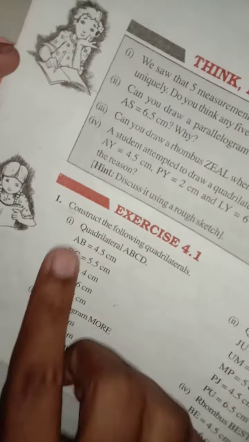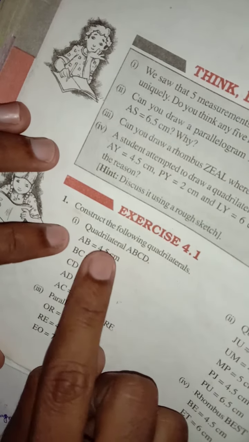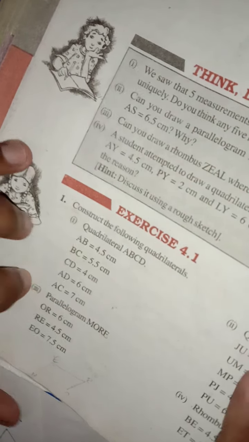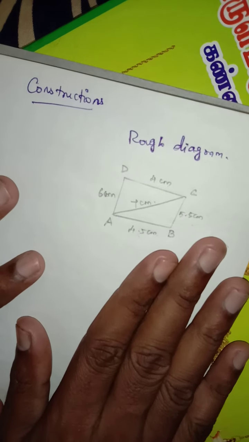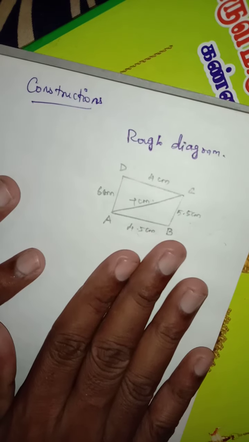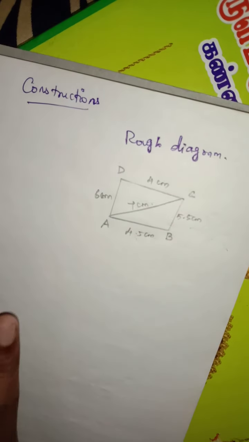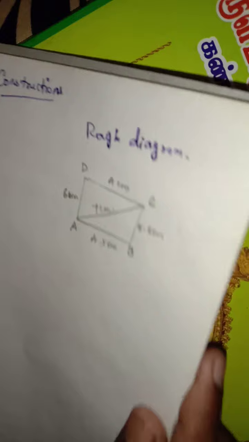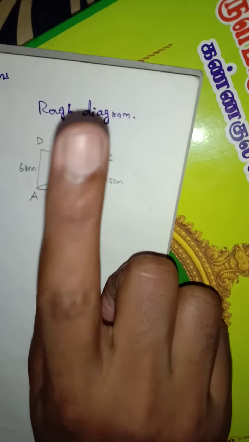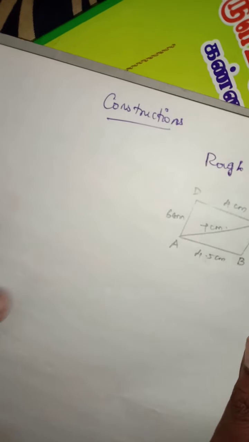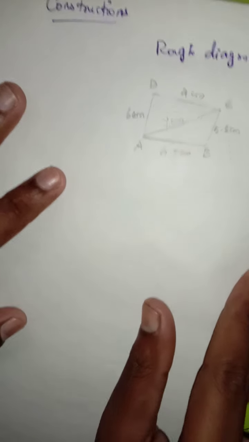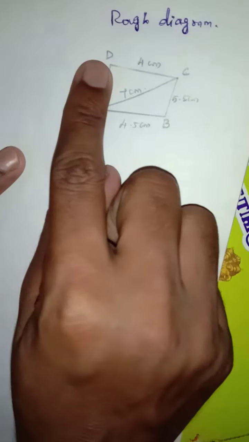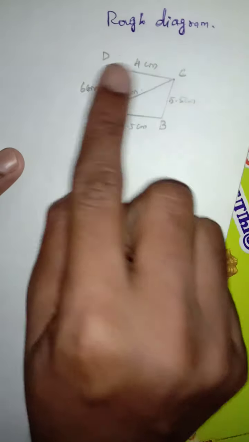The question asks us to construct the following quadrilaterals ABCD, and the measurements are given. If you want to draw a construction, that is, geometry, a rough diagram is very, very important. Without a rough diagram, you are unable to do the actual diagram. You should draw the rough diagram in the top right corner of your paper or notebook. Since they ask us to draw a construction, draw a 4-sided polygon and name all the vertices.